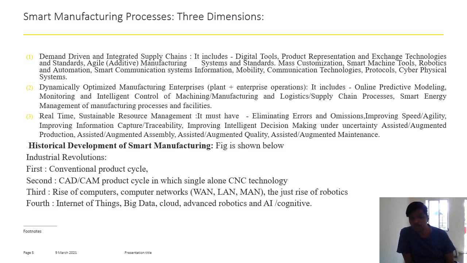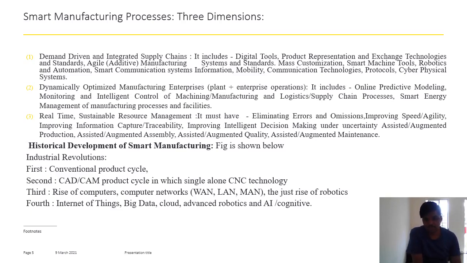Then comes the most important part of the development of smart manufacturing, that is we have to see what was the history behind today's smart manufacturing world. So the first industrial revolution was basically based on conventional product cycle. The second came with CAD/CAM product cycle in stand-alone CNC technology systems. Third was the rise of computer networks that we use today, and the rise of robotics. Just the rise of robotics took place. It was not a fully grown industry, but it was initiated.